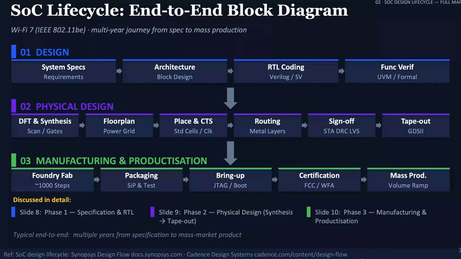Finally, we move into manufacturing and productization. This covers foundry fabrication, packaging, bring-up, certification, and mass production run. This is where the design becomes a real, valid product. So from the first specification to an actual silicon chip, this SoC journey is long and multidisciplinary, and it often takes multiple years to reach final production.